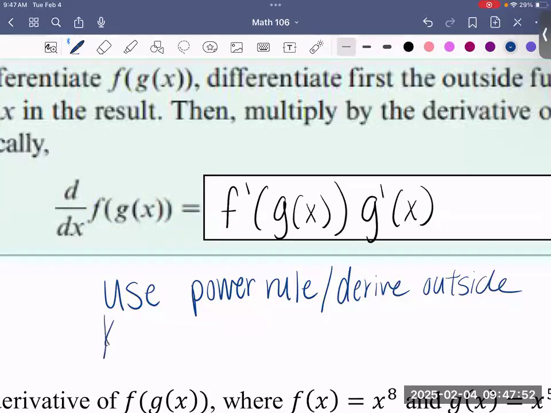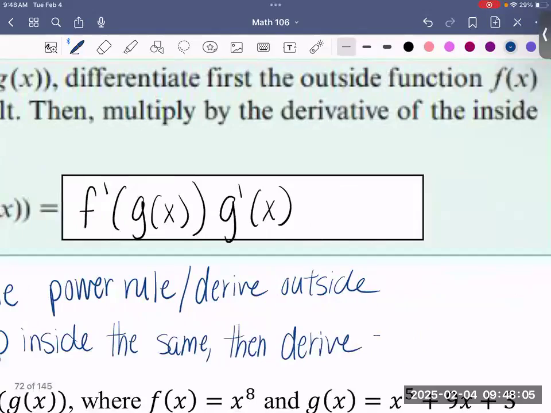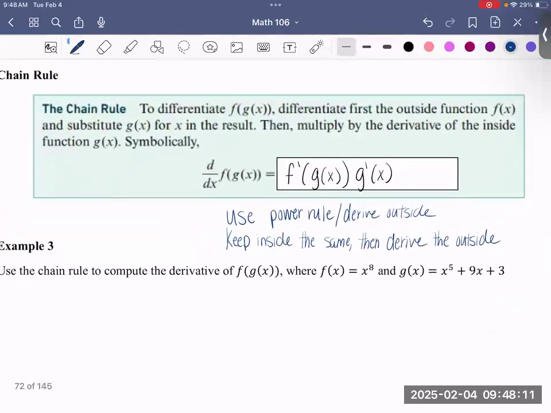Keeping the inside the same, then derive the outside. So let's go ahead and see that in action.